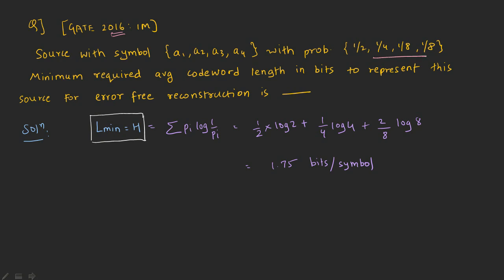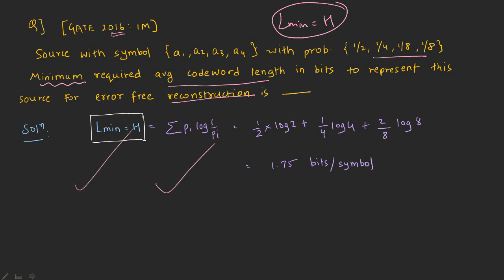The same question. The minimum required average code word length in bits to represent this source for error-free reconstruction is what? As you saw the word minimum, you should know that they are talking about the minimum average code word length. So L minimum is what? L minimum is H, as we saw in the previous slide. So you have to use the entropy formula, and because we have 4 symbols, i is equal to 1 to 4, and the base is 2. Important point: the base is 2, because we are talking about bits. Once you solve this, you will get the answer as 1.75 bits per symbol. Pretty straight question, but you should know your concepts.